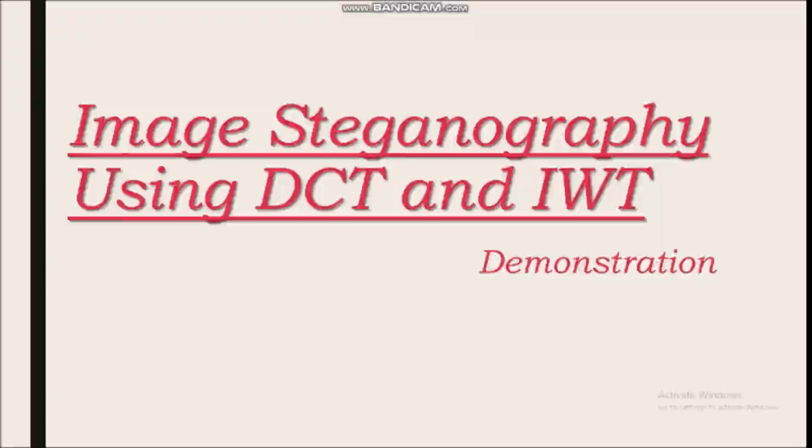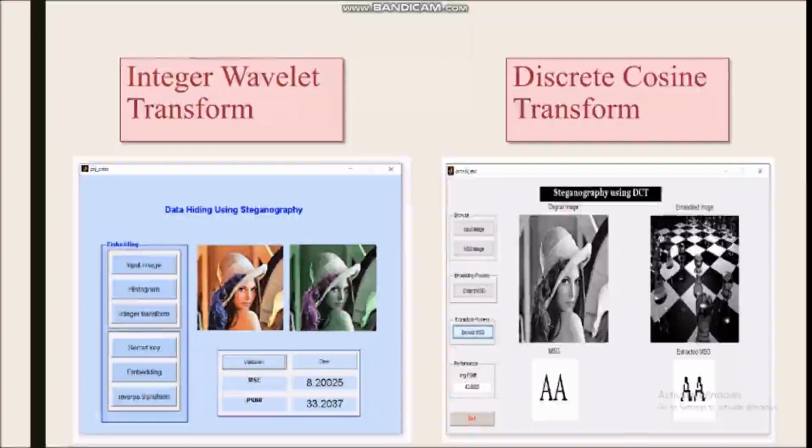This is our project demonstration of image steganography using DCT and IWT. We implemented the process of integer wavelet transform, that is IWT, and discrete cosine transform, that is DCT, and finally looked at the difference between the two in PSNR, that is peak signal to noise ratio value.